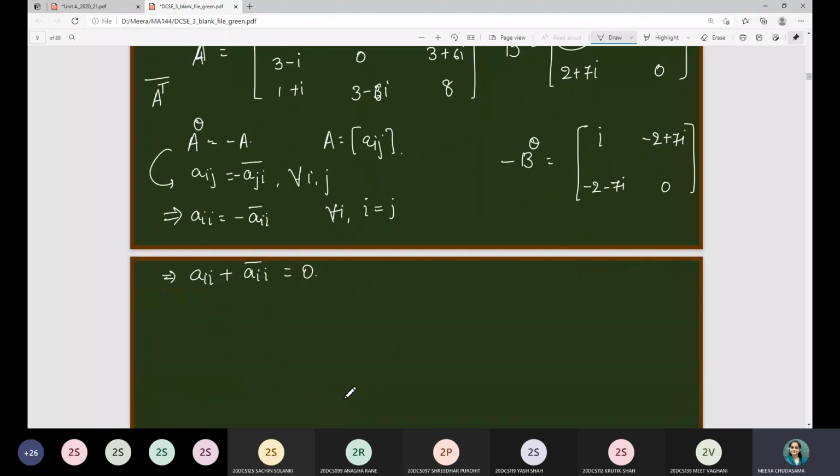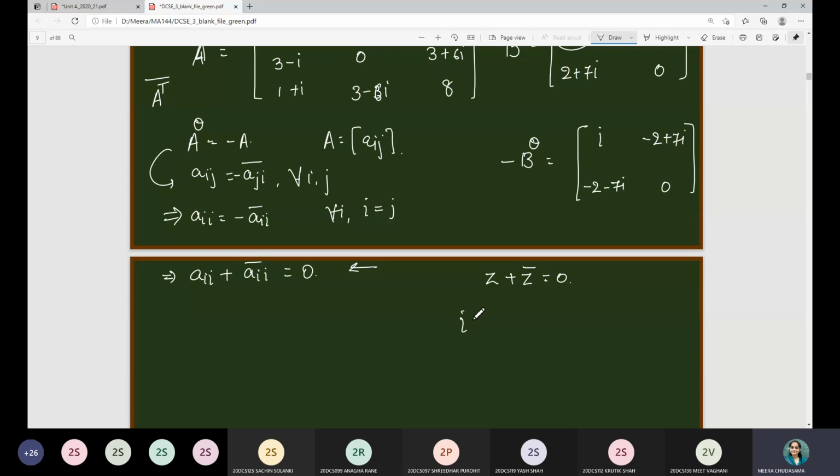These entries may be real, may be a complex number. So tell me the real entries and complex entries which will satisfy this equation. Means you have an equation like z plus z bar is equal to 0. So which kind of z will this be? Purely imaginary. Only imaginary. Can I say it may contain 0 as well? Yes. Right? Only imaginary.